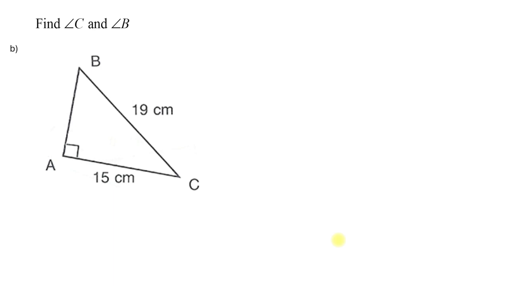Question B asks us to find angle C and angle B. If we select angle C to be our angle of reference, then that will give us a hypotenuse of 19 centimeters and adjacent of 15 centimeters. So the trig ratio that deals with adjacent and hypotenuse is the cosine. So we can say cosine equals adjacent over hypotenuse. And for this triangle, we can say that the cosine of C equals 15 over 19.